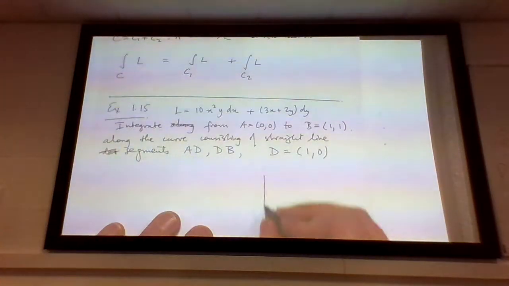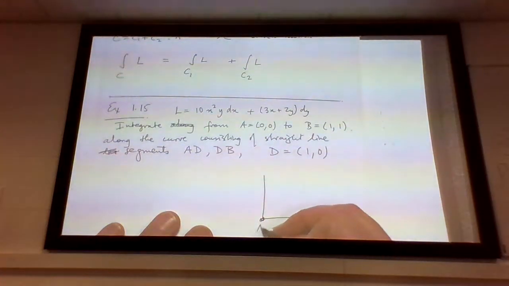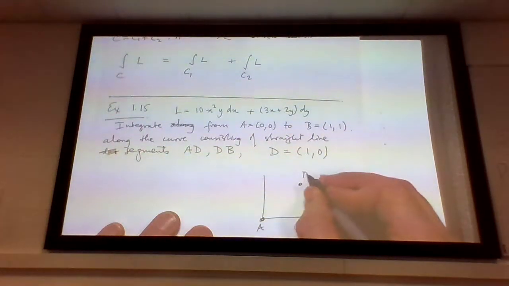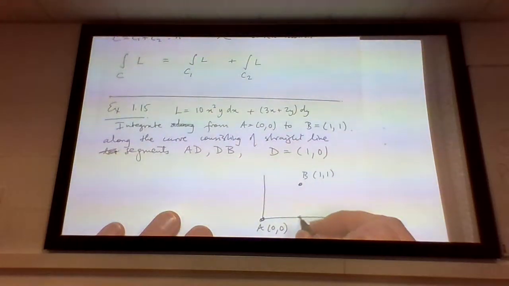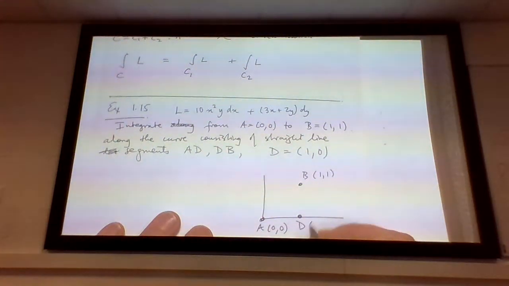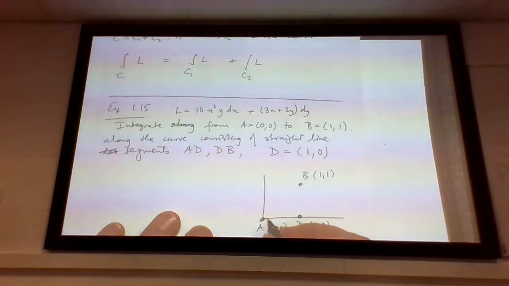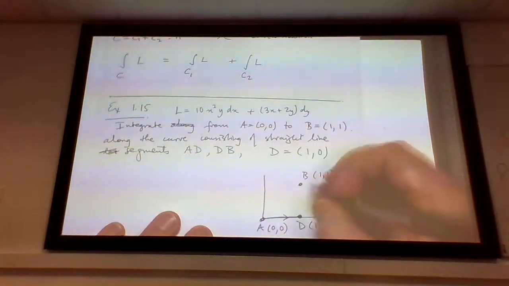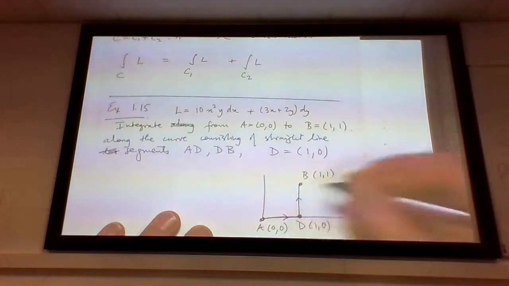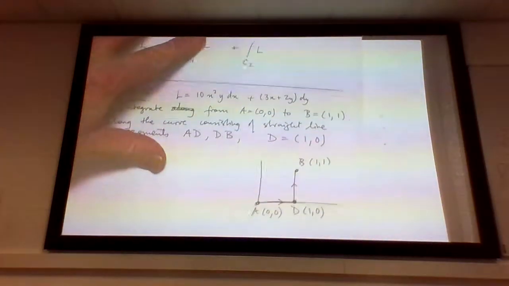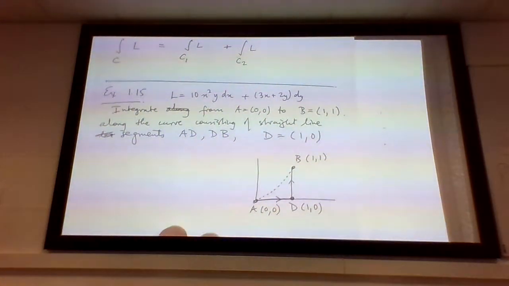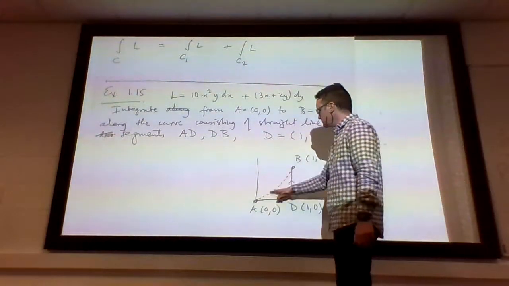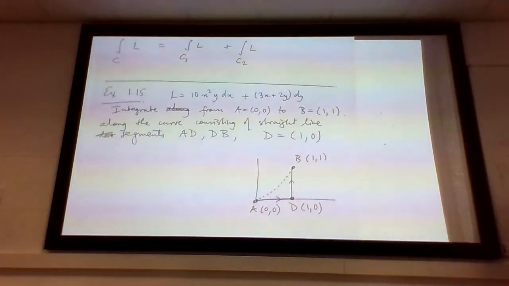So the picture for this path is we're starting at the origin A, we're going to the point B, but we're going in two straight line segments via this point D. So we're going along this path here, along the x-axis, and then up along here. Whereas before, remember, we went along the curve y equals x squared, which was this curve. That was when we did the integral before. So we're going to the same start point, same end point, but along a different curve.